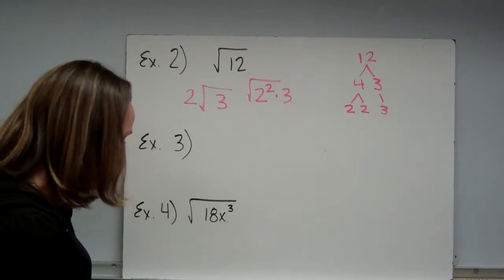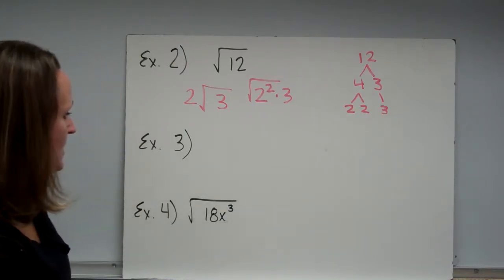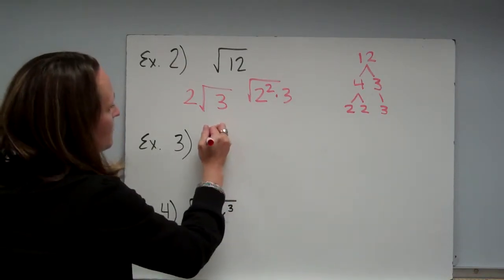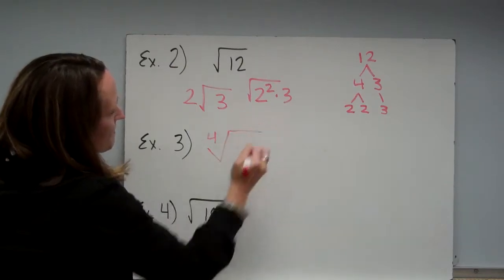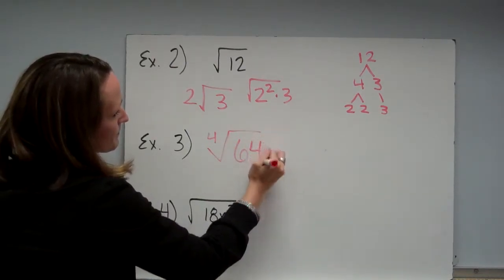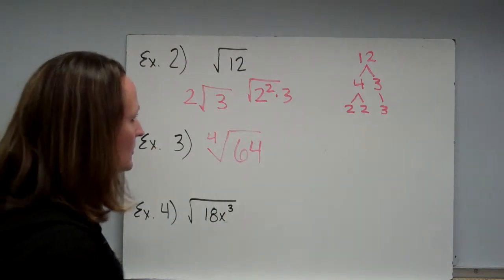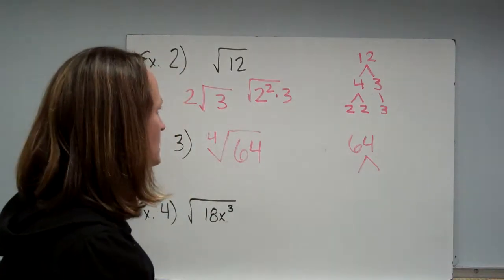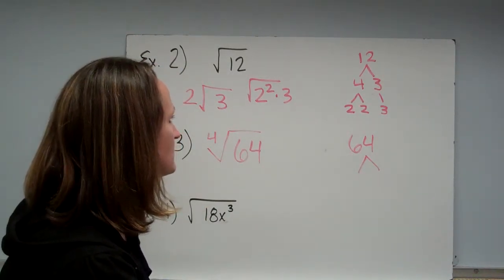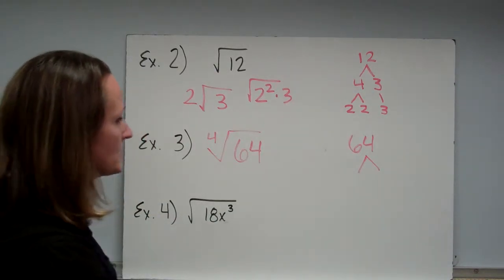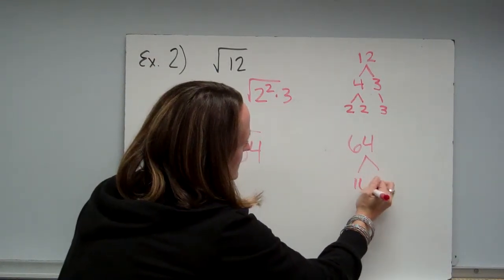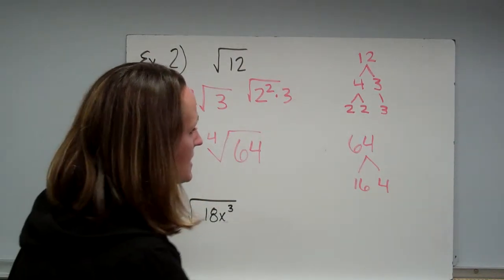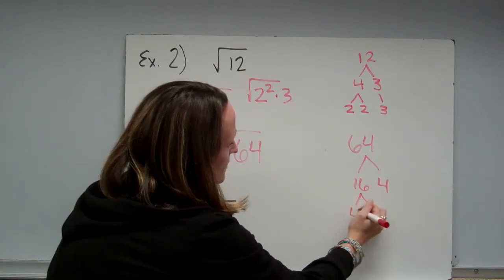I forgot to write something here. So, let's make up a problem. How about we take the 4th root of 64. So, if we made a quick factor tree of 64, doing 4th roots, I know that 64 is equal to 16 times 4. And I know that 16 is 4 times 4.